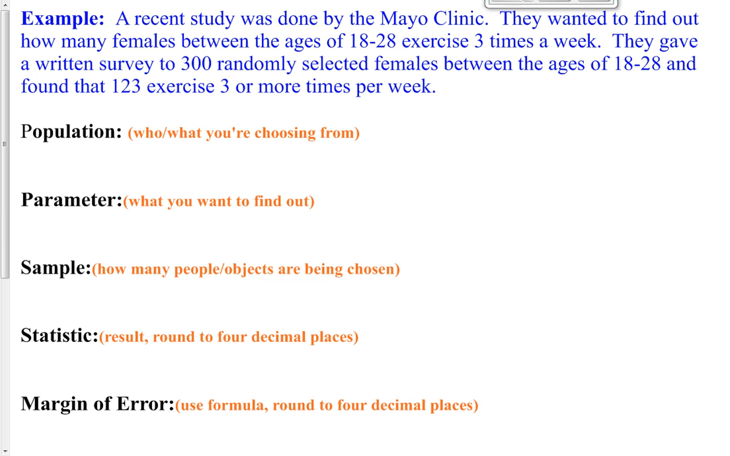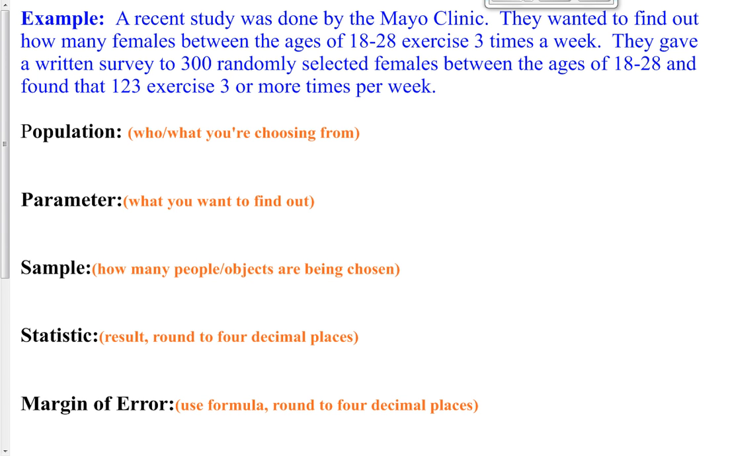Okay? Let's practice this. A recent study was done by the Mayo Clinic. They wanted to find out how many females between the ages of 18 to 23 exercise 3 times a week. They gave a written survey to 300 randomly selected females between the ages of 18 to 28 and found that 123 exercised 3 or more times per week.